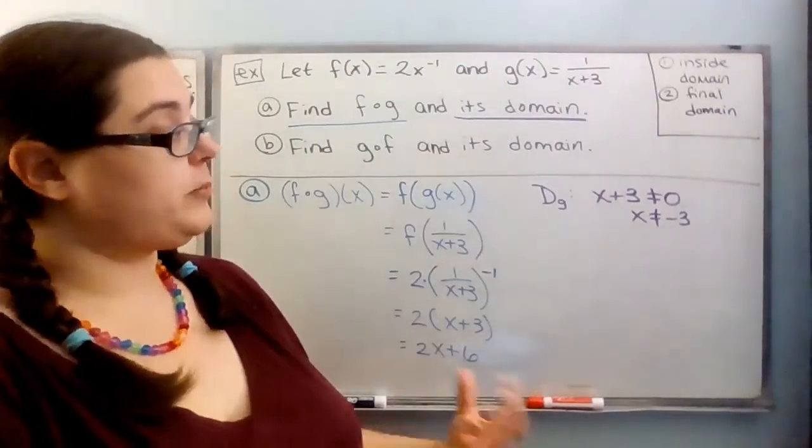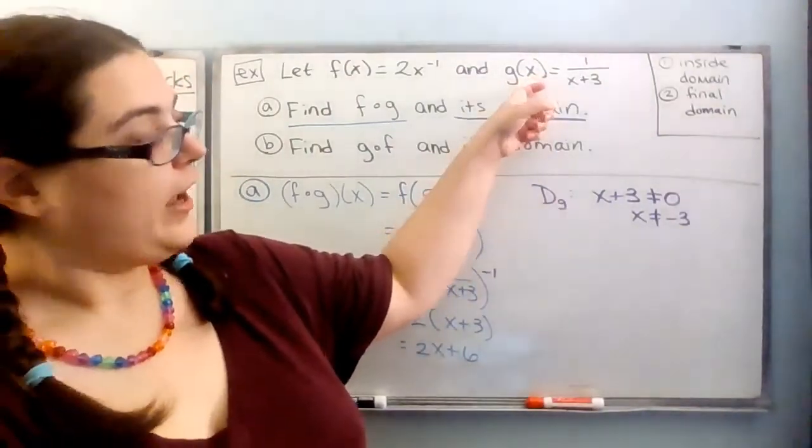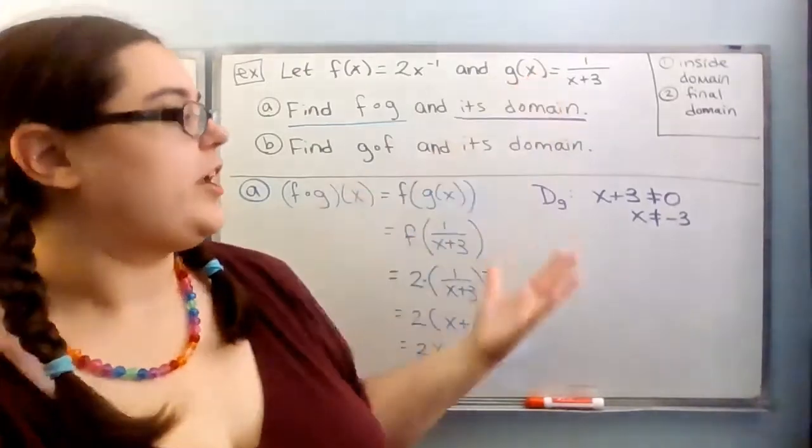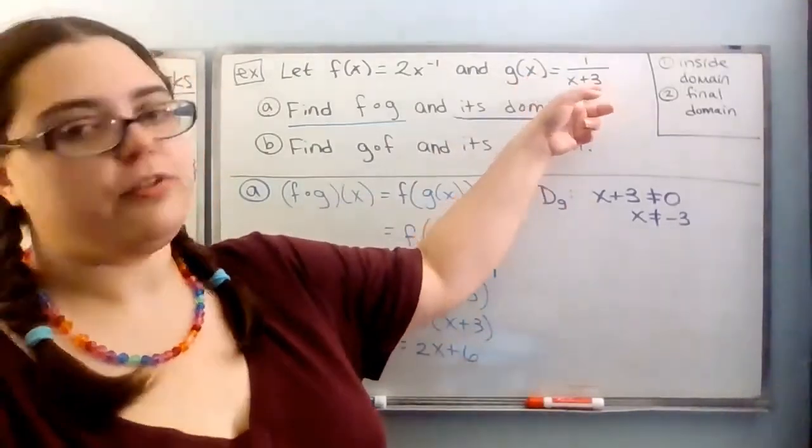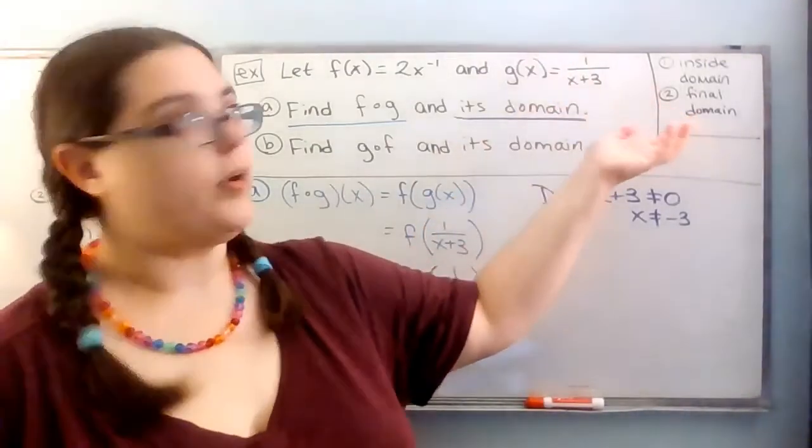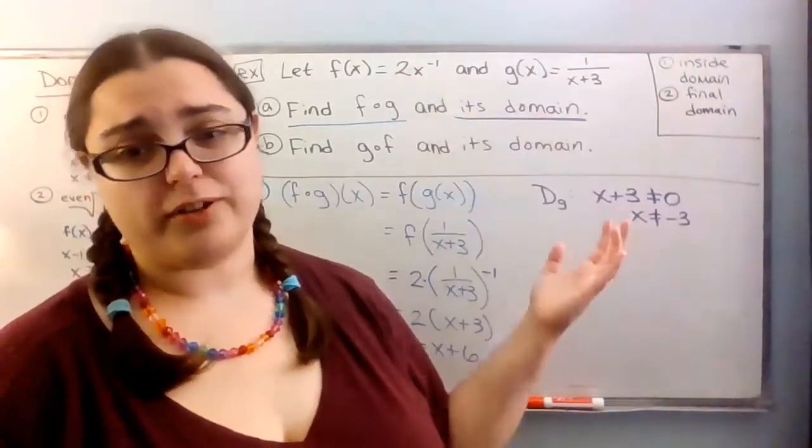If I'm going to evaluate g of x, I can do that for any number except for -3, because if I try to plug -3 into there, then I'm going to end up with division by 0 and the world explodes. I don't know.